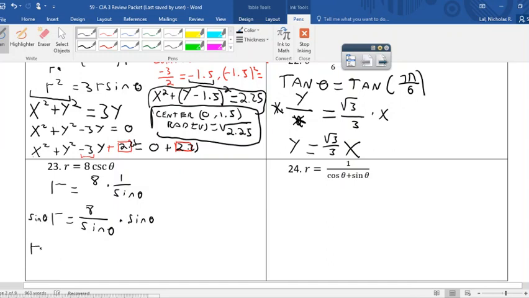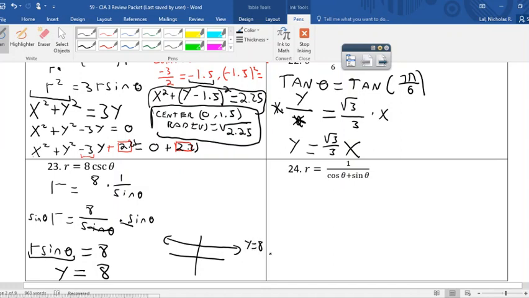And I can get r sine of theta is equal to 8. Now r sine of theta is equal to y. This means y is equal to 8. So y is equal to 8. That means this is going to be a horizontal line, right? So if you have y equals 8, that means we are at a horizontal line right here. So this is a horizontal line in polar form, and we converted it into rectangular form. Y equals 8, that's our answer.